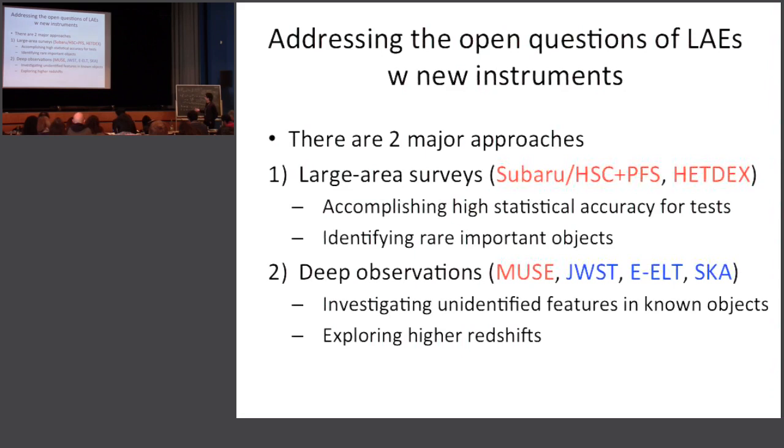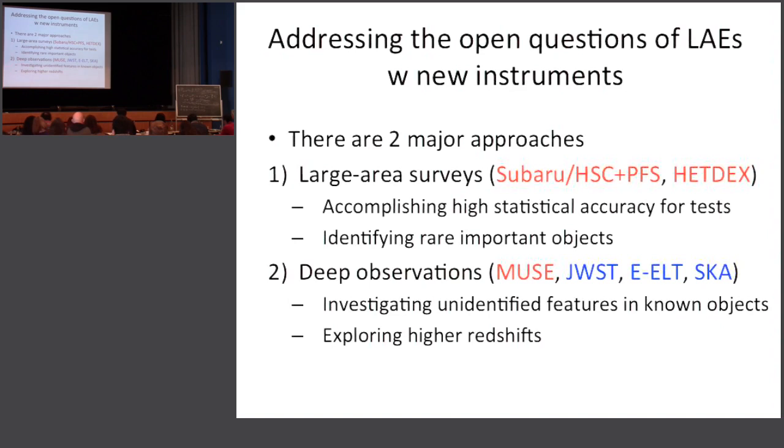Another great thing about large area surveys is to pinpoint rare, important objects, such as cold accretion candidates and Population III. With the great volume, you can identify short time scale physical phenomena. Okay, let's move on to the second one.